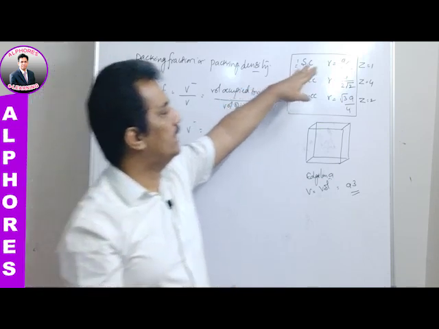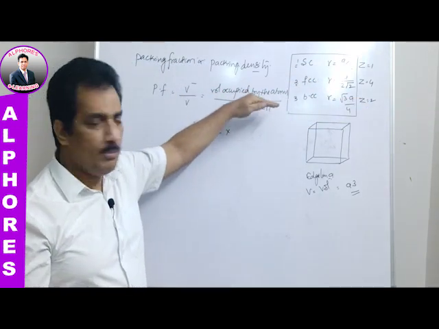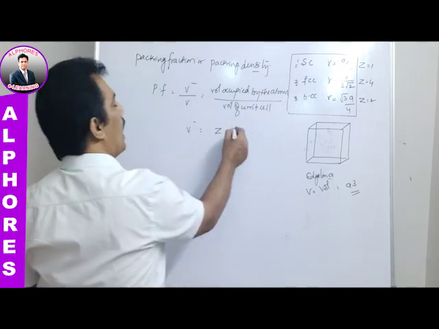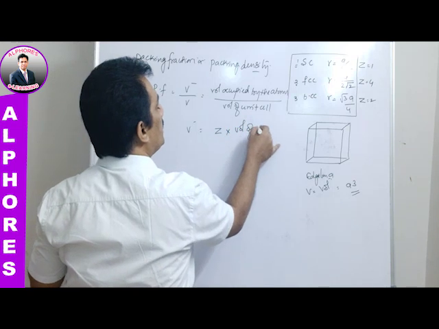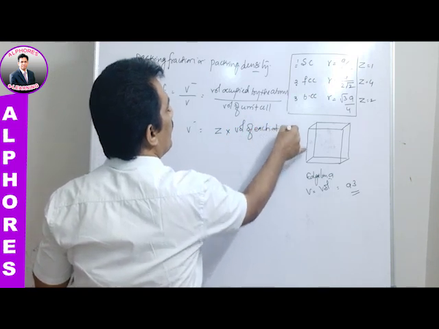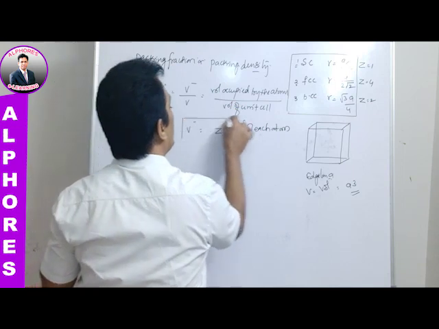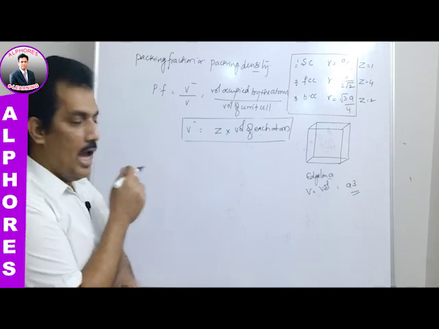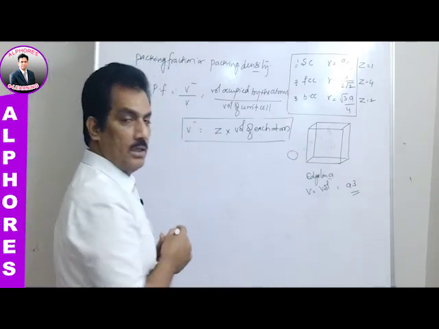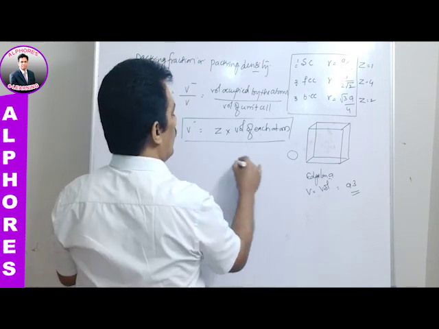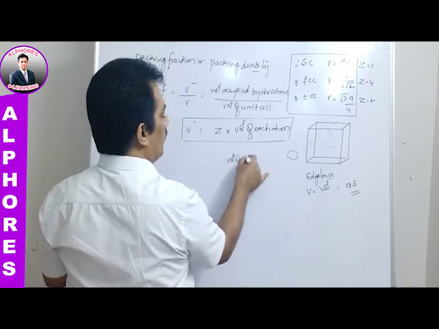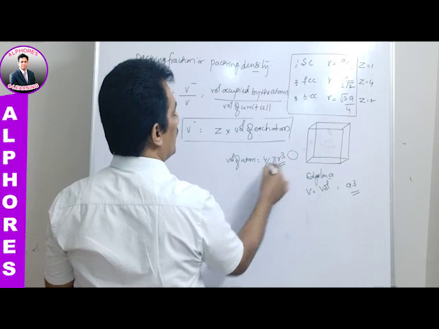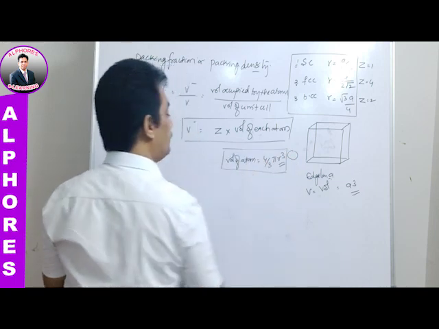Is it not? After getting this, the volume occupied by the atoms in the unit cell is nothing but the number of atoms into the volume of each atom. That will provide the volume occupied by the atoms in the unit cell. And now how to get the volume of an atom? As we know, an atom is spherical in shape. For a sphere, the volume of the atom is nothing but 4/3 pi r cube. Here r is the radius of the atom.